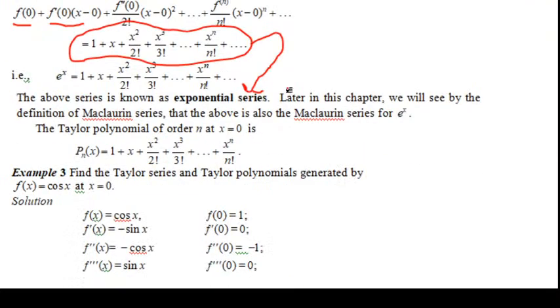We will also see later in the chapter that this expansion, e raised to x is equal to 1 plus x plus x squared by 2 factorial plus x cubed by 3 factorial plus etc. plus x raised to n by n factorial plus etc., is also called a Maclaurin series for e raised to x. The reason will be clear to you when you continue the session.